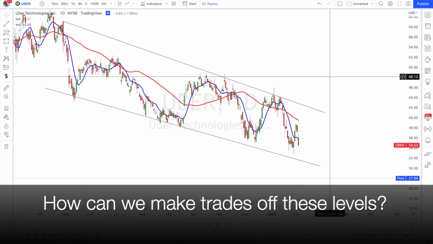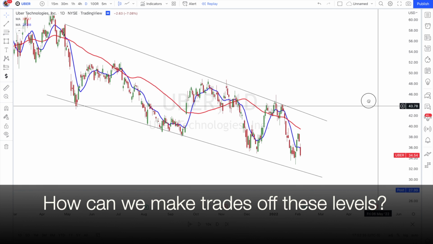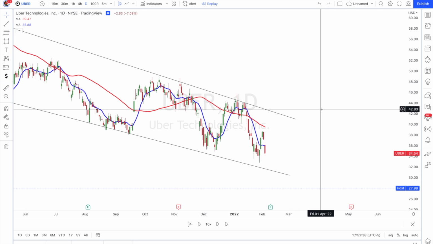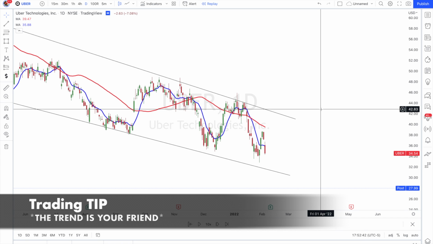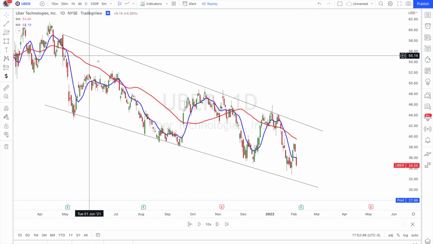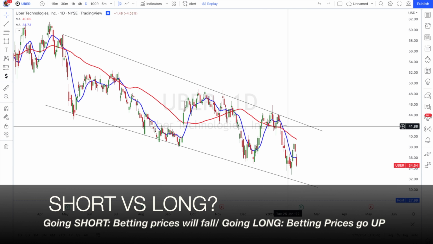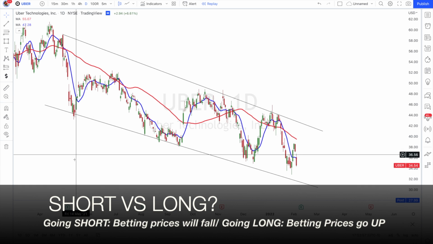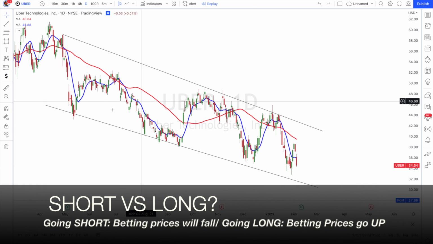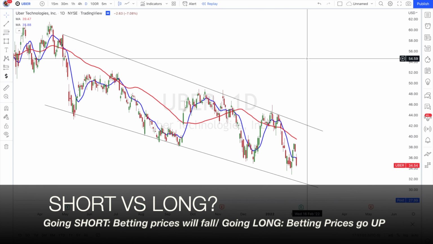Now, how can we buy or sell using these support and resistance levels on a downtrend channel? So one thing you guys want to remember for sure is that the trend is your friend. What does that mean? If a market is trending to the bottom, you'd be wanting to look to short Uber. If Uber was trending to the upside, you would want to go look for opportunities to go long on Uber.